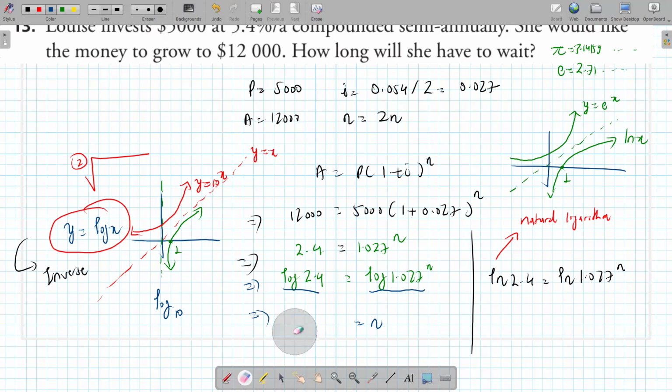Sorry, I messed something up here. N was supposed to be 2n. So whatever answer I get, I need to divide that by 2. So n is actually 16.43 years. So it's going to take 16.43 years for this to occur, which is a long time.